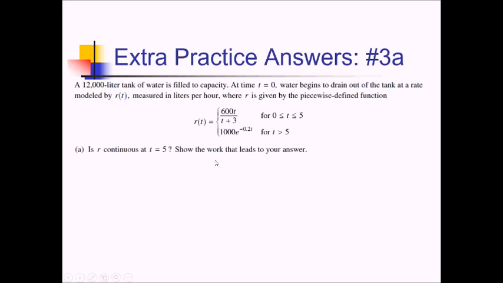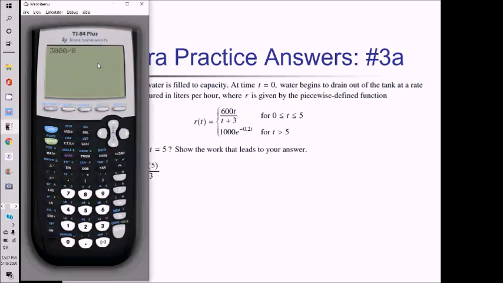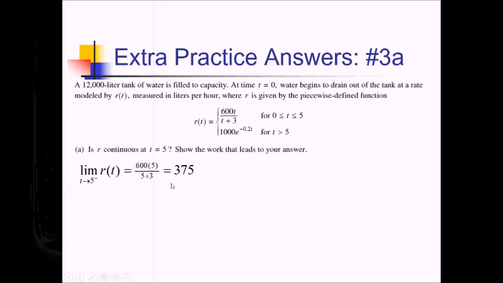So for the limit as t approaches 5 from the left side of R of t, we're basically plugging 5 into this less than 5 function right here. So we have 600 times 5 over 5 plus 3. So that's going to be, let's see here, 30,000 over 8. And I'm going to go ahead and simplify that on the calculator just so I can compare it more easily to the right side limit. So this comes out to 375. And by the way, this also happens to equal R of 5 itself, the function value, because this was t less than or equal to 5. So we're going to need that if we're going to try to prove that this thing is continuous.